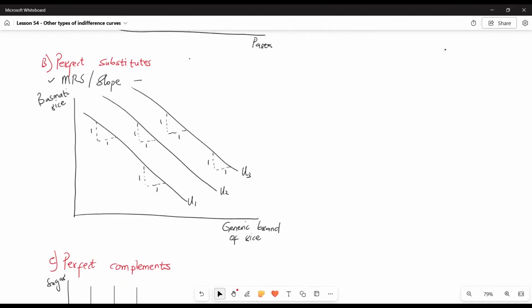So the first case that we'll be looking at is perfect substitute. So we've mentioned before that when two goods are substitutes, you can consume one in place of the other. So for example, when you have tea and you have coffee, you can take tea or you can take coffee. Now, perfect substitute simply means that these two goods are not just used in place of each other, but they are substituted for each other at a constant rate.